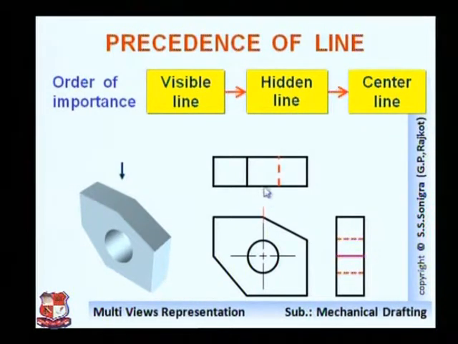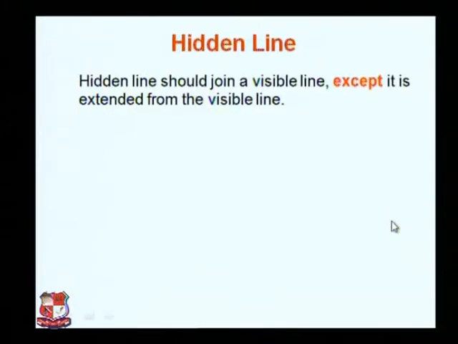Here a center line would be there, right? Because it is a circular hole. And here also a dotted line would be there for this edge. So we should give priority to the dotted line, not the center line. So erase that center line and draw this dotted line. So this example represents the precedence of lines. I hope it's clear to you.